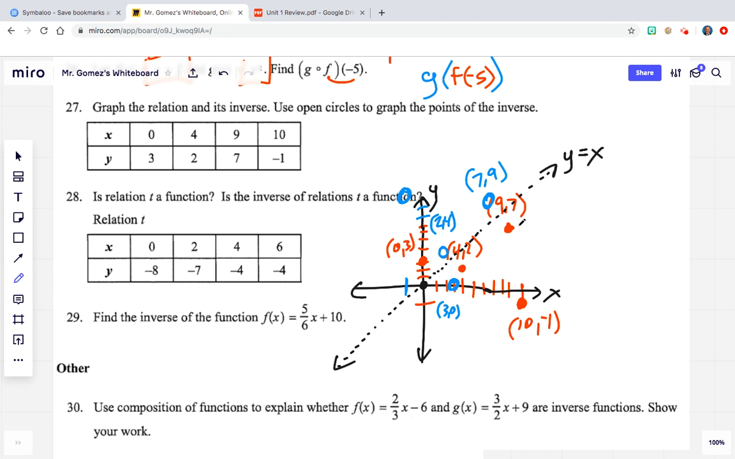Okay, just a little extra work on that. And that's it. That's all you would have to do on number 27. Now, let's go to 28.